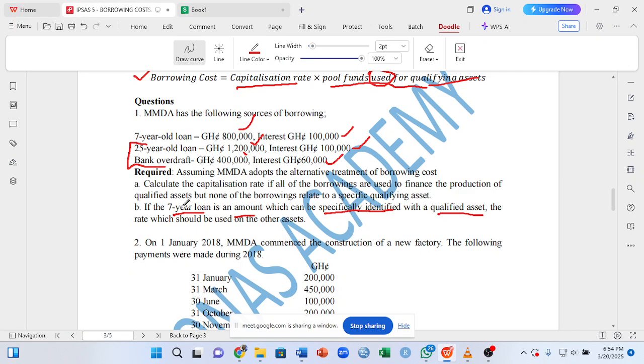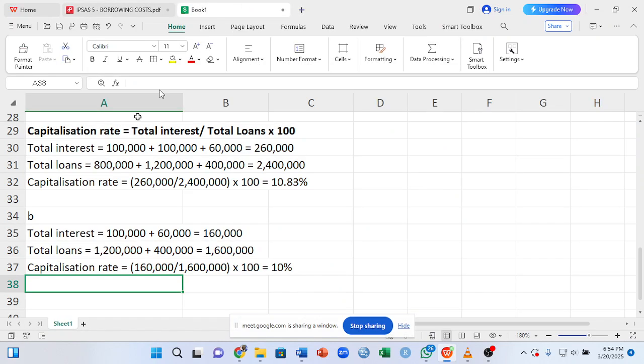So the B part, the question said that the 7 year loan is a specific borrowing. We can treat it as relating to a particular qualifying asset. That makes it specific borrowing. So if that's the case, we are going to ignore the 7 year loan and only consider the 25-year loan and the bank overdraft. So what we did here was, for the total interest, we only brought that of the second loan and then the bank overdraft, and that gave us 160 over here.